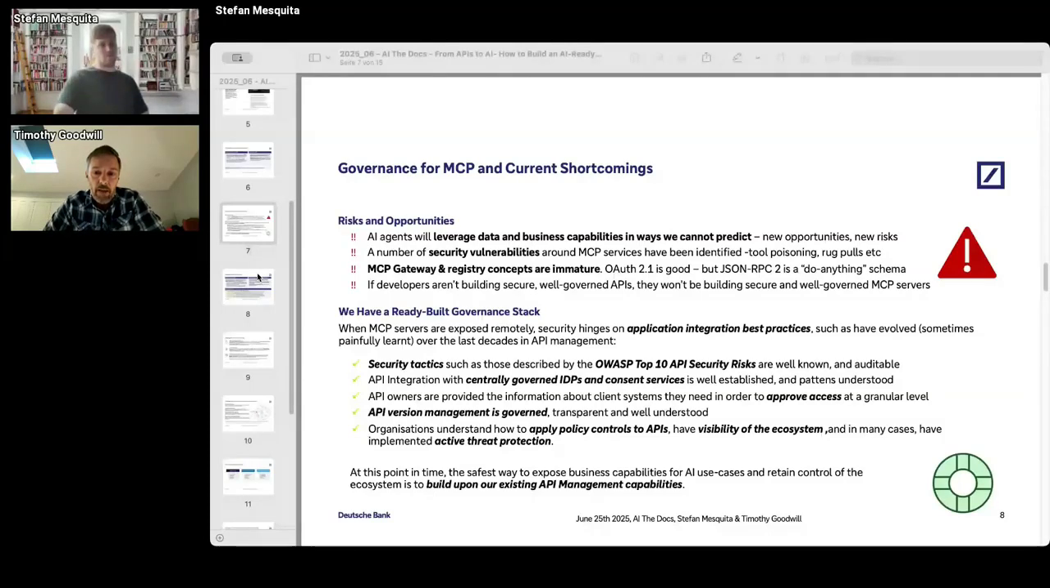So in the meantime, I don't want to be a wet blanket, we all hope that MCP will mature and become a robust framework, but at this point in time, the way to expose and protect your business capabilities is to back end your MCP services with your existing strong API governance mechanisms.